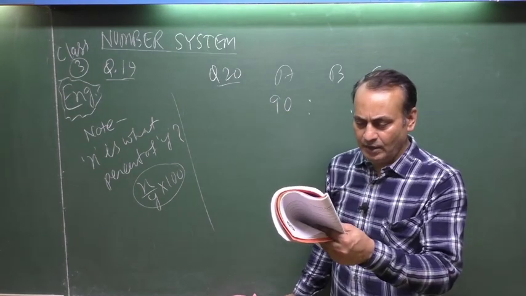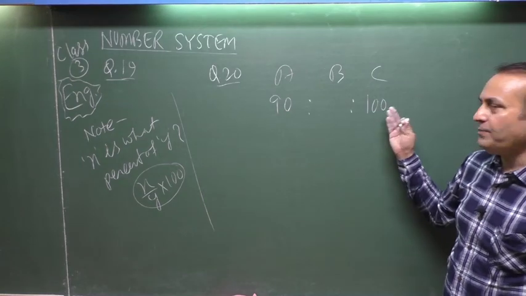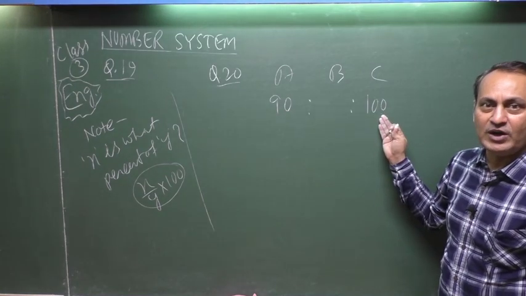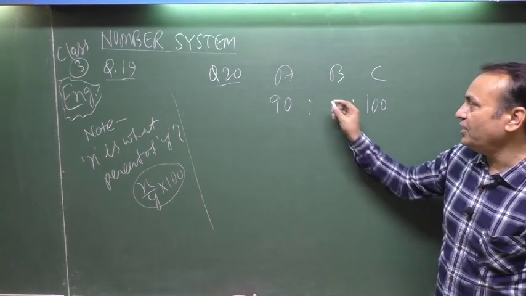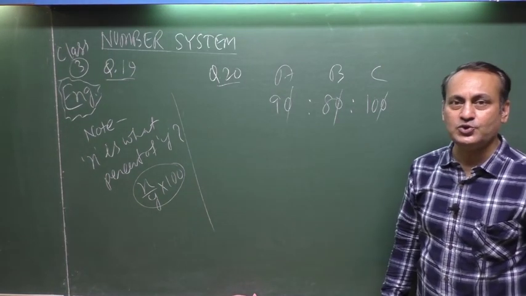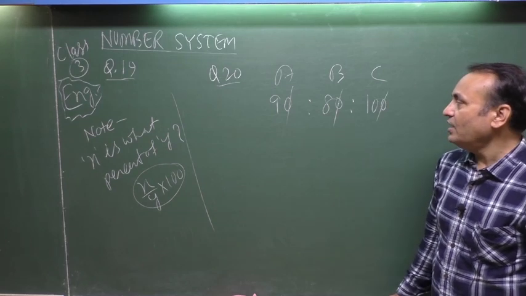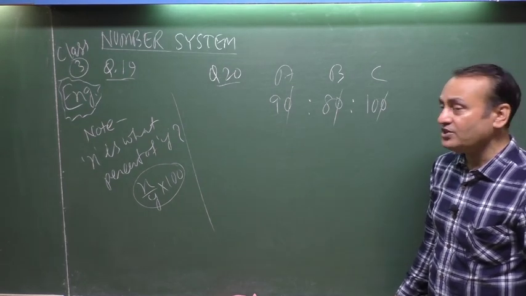Okay? And the second number is 20% less than the third one. 20% of 100 is 20. 20 must be taken from 100. 100 minus 20 equals 80. Thus you got all the numbers in the ratio. First number, second number and third number are in the ratio 9, 8, 10.